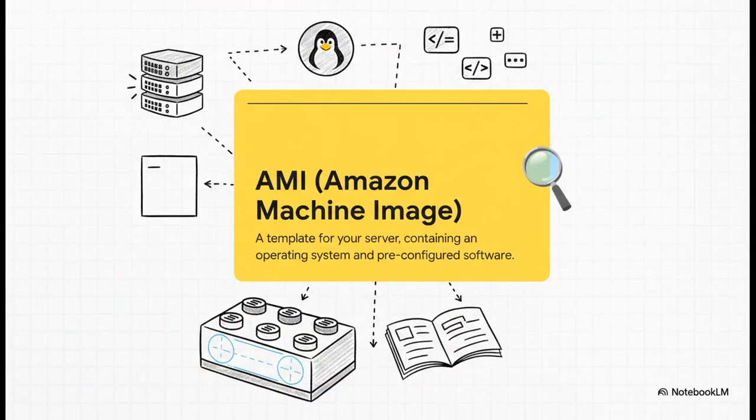This is the digital machine we're about to bring to life. An empty server isn't super useful on its own, right? That's where the AMI comes in. AMI stands for Amazon Machine Image. The best way to think of it is as the blueprint or the instruction manual for our Lego block. It's a template that's already got an operating system like Linux and other stuff pre-installed. It saves us a ton of setup time.